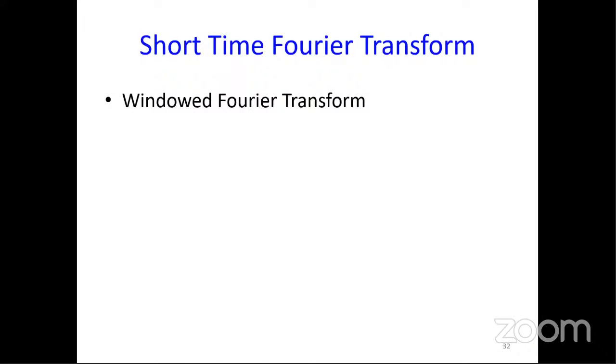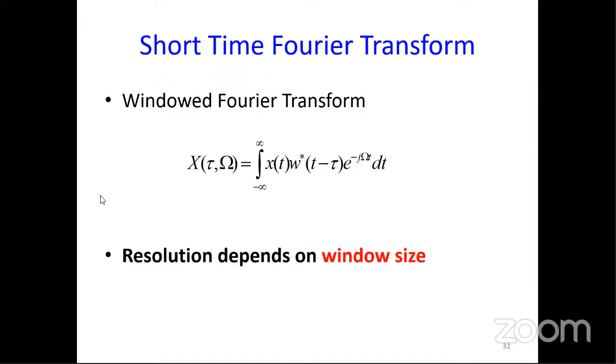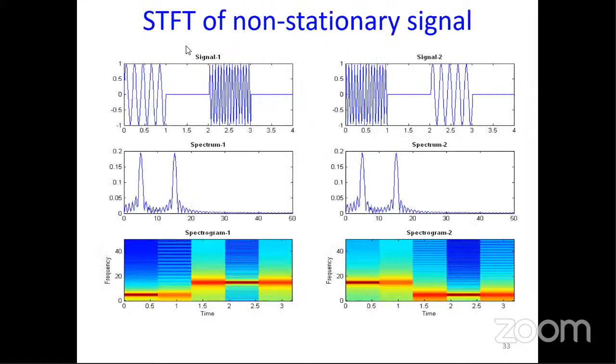Now, the short-time Fourier transform is also known as the windowed Fourier transform. This is the expression. If W of t minus tau is equal to 1, then it becomes the Fourier transform. So what we are doing here is taking a signal, passing it through a window, and then taking the Fourier transform, then it becomes the short-time Fourier transform. So always the resolution depends on the window size. Now you see here, very easily you will be able to observe the difference.